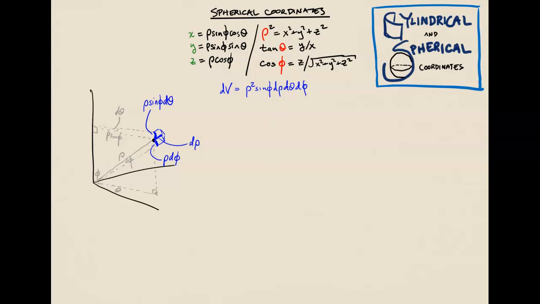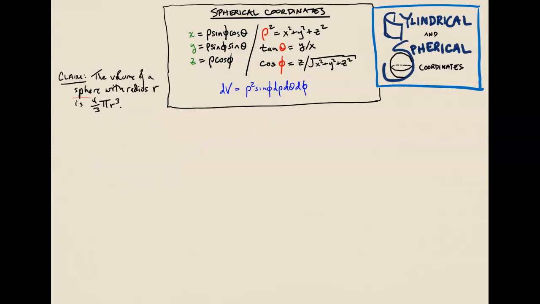Let's do an example. As you know, the volume of a sphere with radius r is 4/3 pi r cubed, and you've almost certainly seen a proof of that by taking a semicircle and revolving it around the axis and using some basic one-variable calculus to come up with the volume. You may have seen other proofs as well. Let's do it with a triple integral and spherical coordinates.